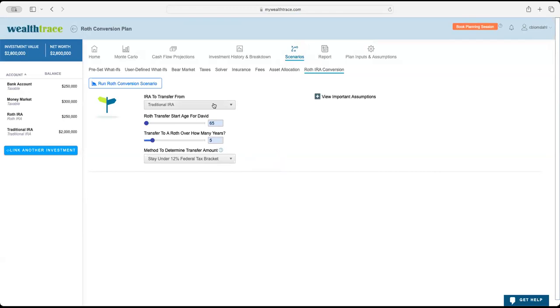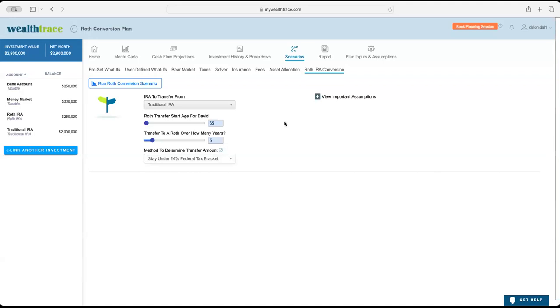So we will want to convert the funds from David's traditional IRA. We only have one in the plan. And we will start at age 65 over a 5-year period. We start at age 65 just to give us a full year. He will be 65 in 2025. And we do the conversion over a 5-year period since he starts receiving his Social Security benefit and his pension at age 70. We will want to stay under the 24% federal tax bracket, so we choose that here.